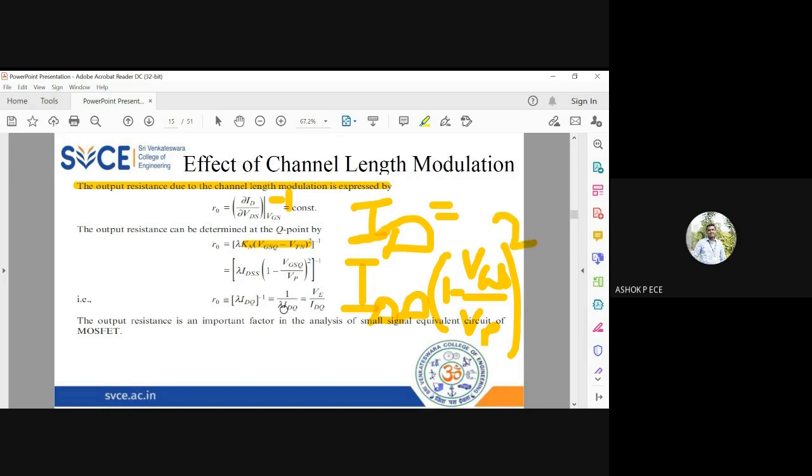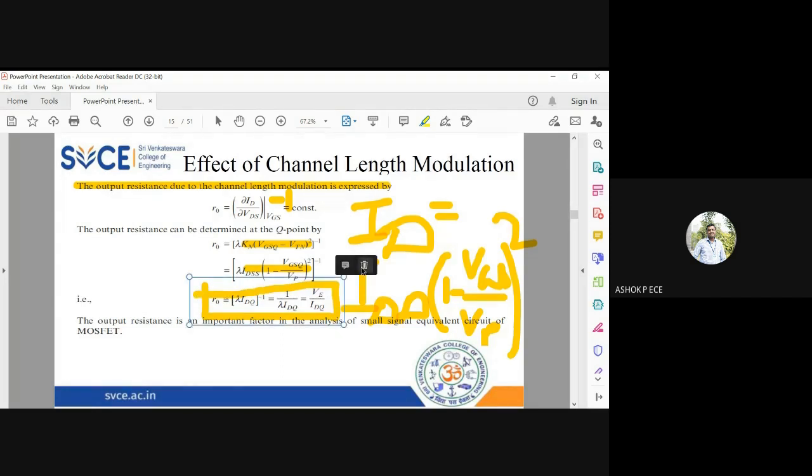And if I simplify, I am considering this entire expression, IDSS into (1 minus VGS by Vp) the whole square, as a single term IDQ. So my R naught will be equal to 1 by lambda IDQ. And 1 by lambda is VE. So R naught is equal to VE by IDQ. This output resistance will be seen in the equivalent circuit of the MOSFET because of channel length modulation.